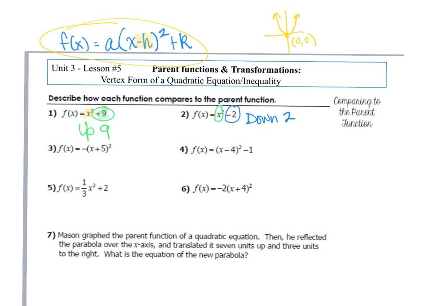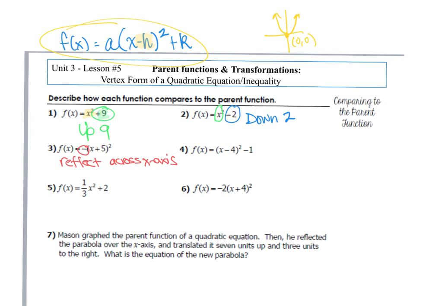On number 3, we have f of x is equal to negative and then x plus 5 in the parentheses, and all of that's being squared. Whenever we lead with a negative, that negative is always a reflection across the x-axis. That's telling us arrows are headed down. So let's put reflect across x-axis.